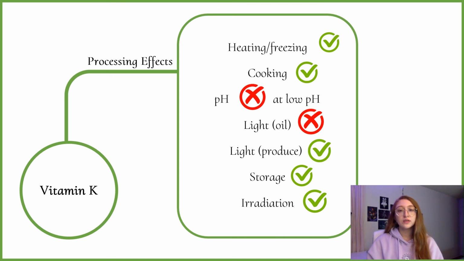At low pH, the vitamin K content decreases. When there is light, vitamin K content in oil tends to decrease. On the other hand, it increases in produce. When storing produce, the phylloquinone content increases days within storage in both dark and light stored produce. However, it increases more in light stored produce. Lastly, vitamin K content is stable with irradiation.